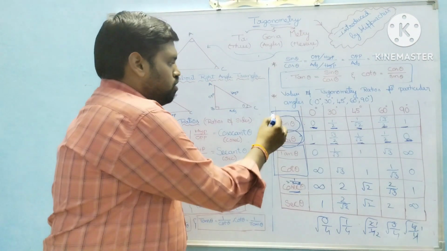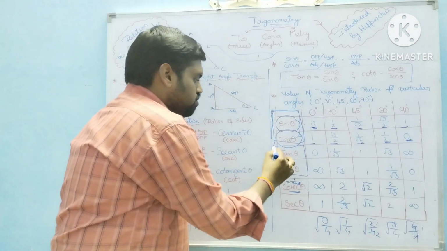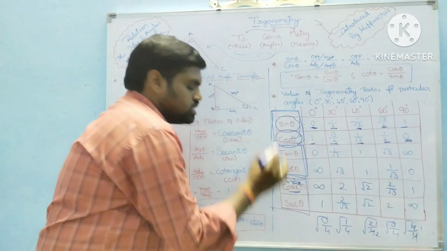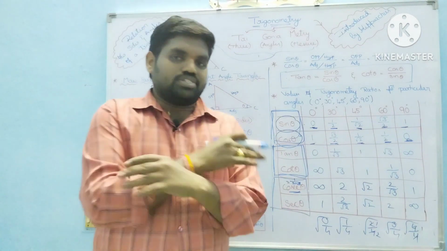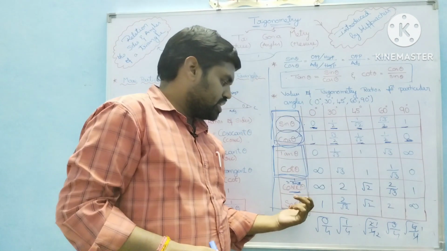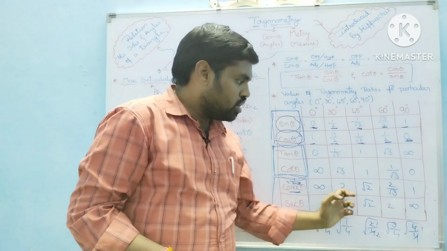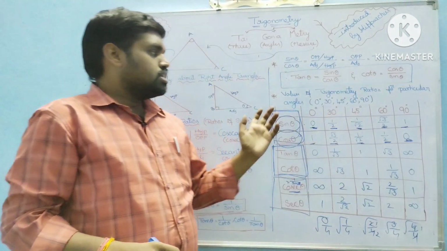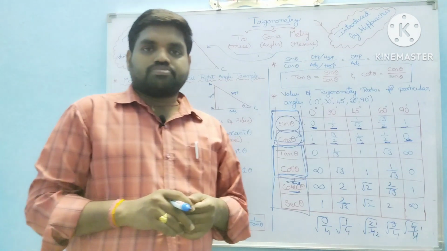At the same time, just as with sine and cos, and tan and cot, in the same way for cosecant and secant the values are reversed. So when you get the cosecant values, easily you can write the secant values also: 1, 2 by root 3, 2 and undefined. So in this way, you can write the table.